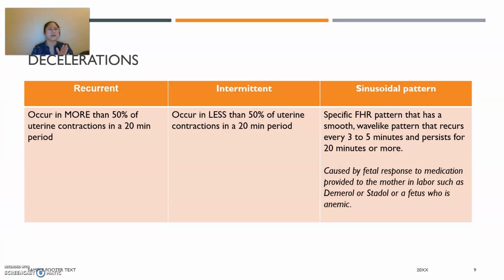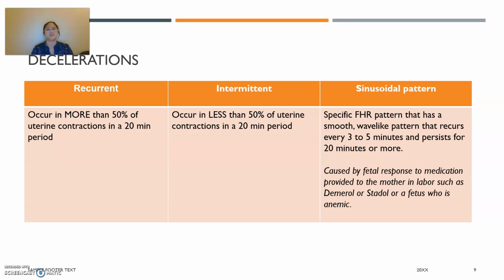The next one is recurrent. It occurs in more than 50% of uterine contractions in a 20-minute period. The intermittent decelerations occur in less than 50% of uterine contractions in a 20-minute period.